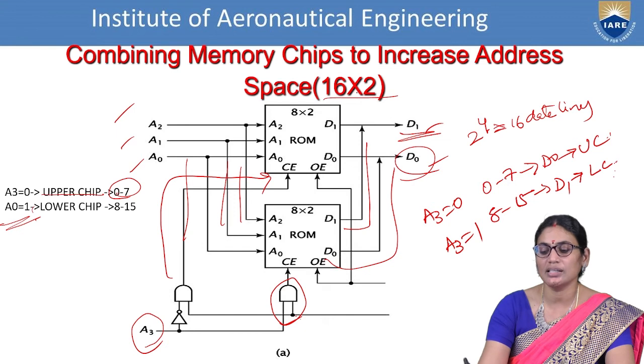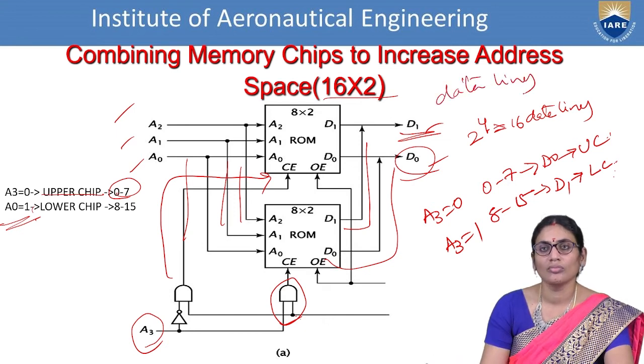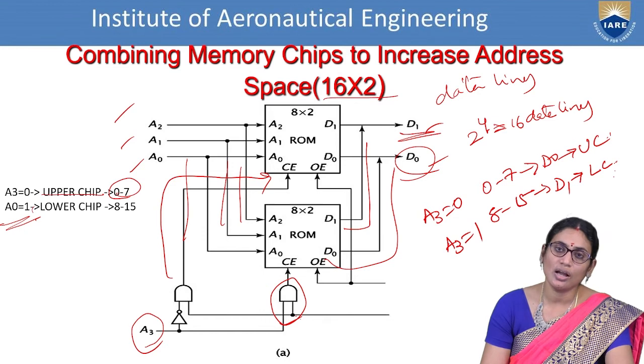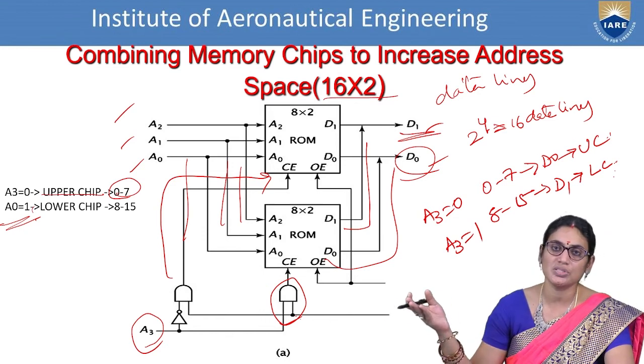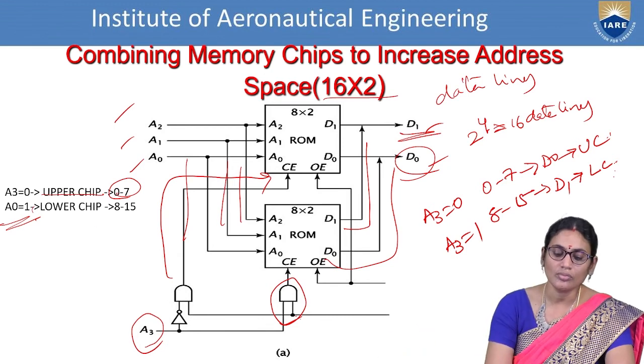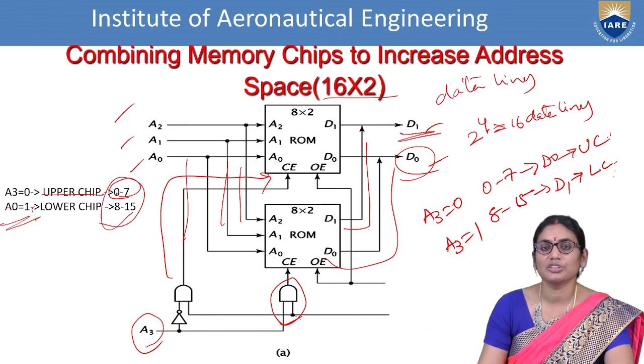As it is 16, it will generate 4 data lines. So it will generate 16 data lines. In the 16 data lines, you have to select either the first organization of 0 to 7 or the second representation from 8 to 15. So these are the 2 combinations we have to select.